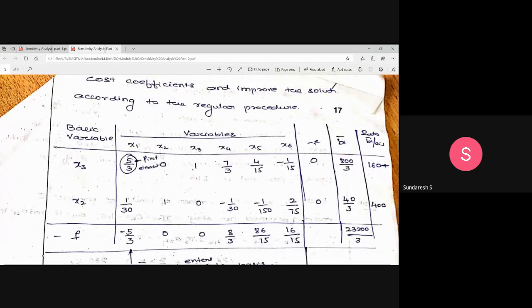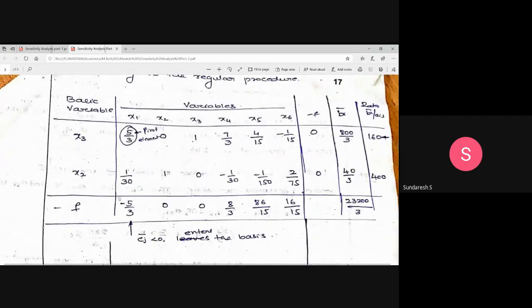So now substituting all these things, see here what we are getting, minus 5 by 3. So you substitute new values, minus 5 by 3, 0, 0, 8 by 3, 86 by 15, 16 by 15. So this table will remain the same, only you have to change the cost coefficients over here. Changing the cost coefficients, you are going to get 23,200 divided by 3. So since one of the cost coefficient values is negative, you have to do the pivot operation over here. So select this as the pivot column, and which is less than here, it is 160 and this will be 400.